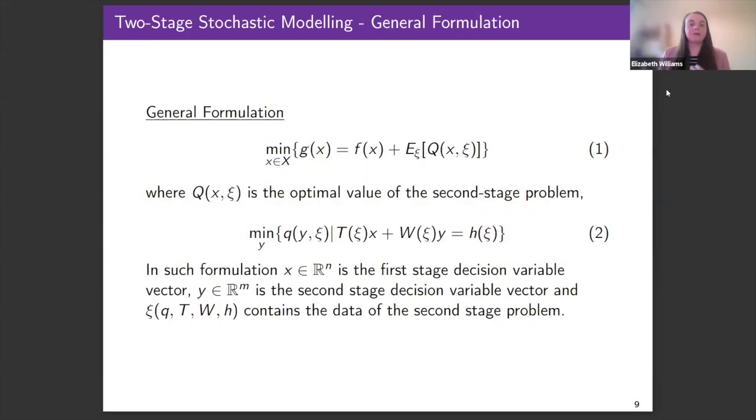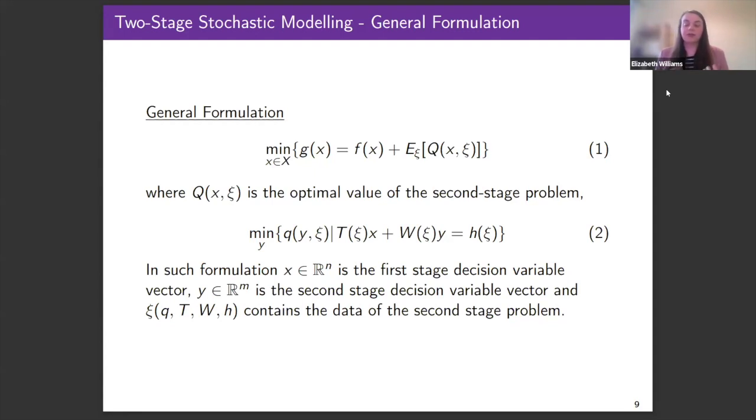So more formally, this can be written like this. If we break this down, the first stage problem, which is in the first line, equation 1, is the aim to minimize the objective function g(x), which is equal to f(x) plus E_psi[Q(x, psi)]. Here, x is the first stage decision variable, representing the choices we make before uncertainty psi is revealed. The function f(x) represents the direct cost of this decision. And E_psi[Q(x, psi)] accounts for the expected cost of the second stage problem.